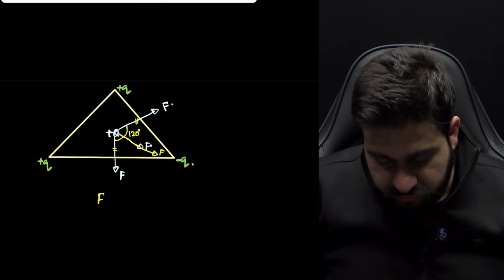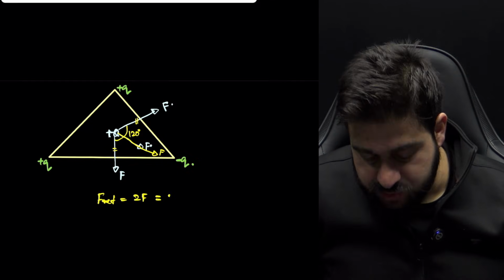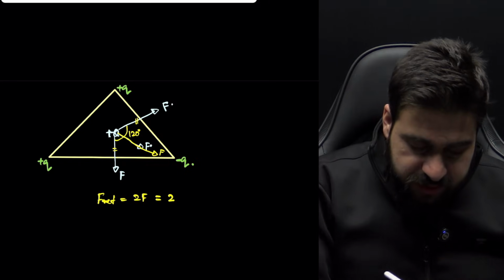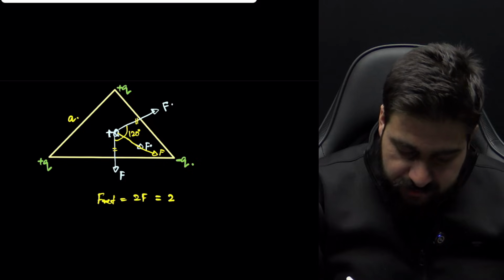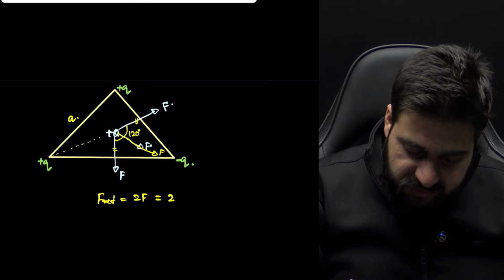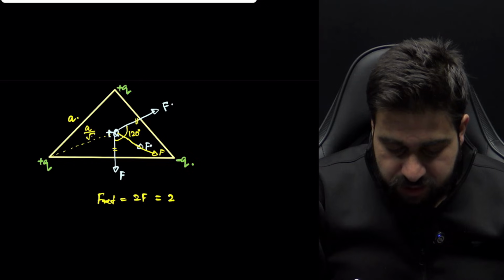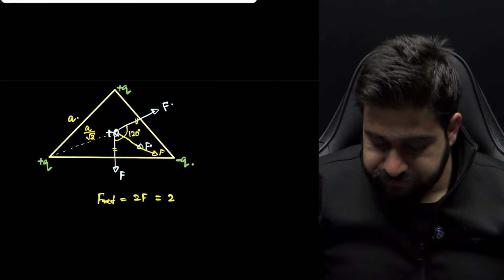Now what is the net force acting on the center charge? I can say 2F. Now you can write over here 2 times F. What is F? F is the force between any two charges. Let's suppose the side is A. What is the distance from the corner to the center? It is A divided by root 3 in the case of an equilateral triangle.